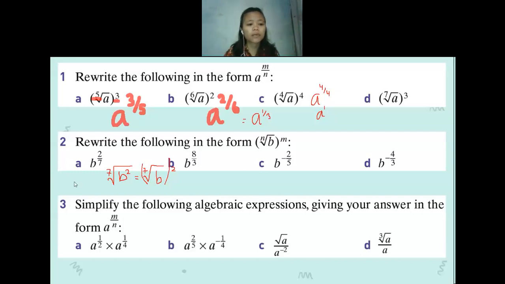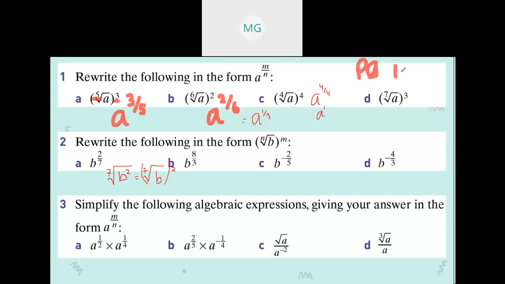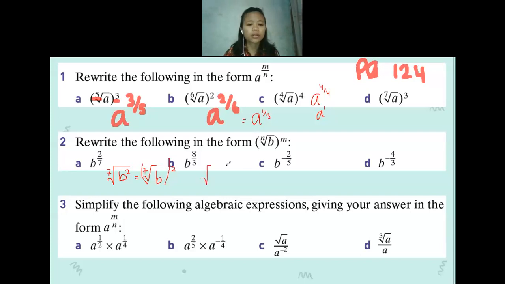Okay, if you have no question, I will move to the question B. For the question B, we have b to the power of 8 per 3. So, how do we write it? B root 3 power 8. Okay, thank you. So, it will be b root 3 and then to the power of 8. Okay, I will just follow the question. We put in the bracket and then the power will be outside the bracket.